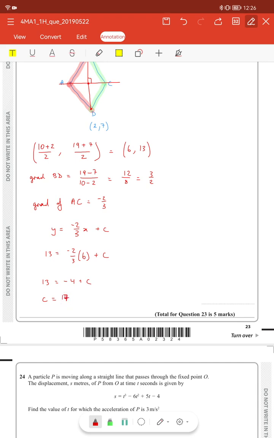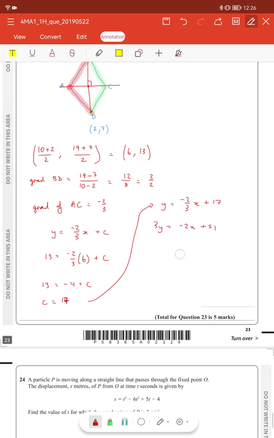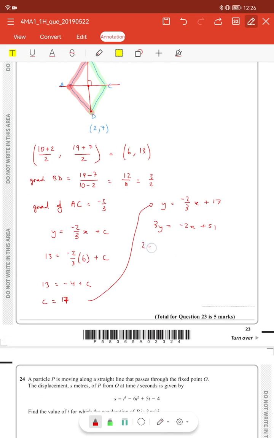Now it wants it in a different form, so we know straight away that y is equal to minus 2 over 3 x plus 17, which then we can times everything by 3, so we get 3y is equal to minus 2x plus 51. And the way it wants it written is we want the x's and the y's on one side. So we get 2x plus 3y is equal to 51.